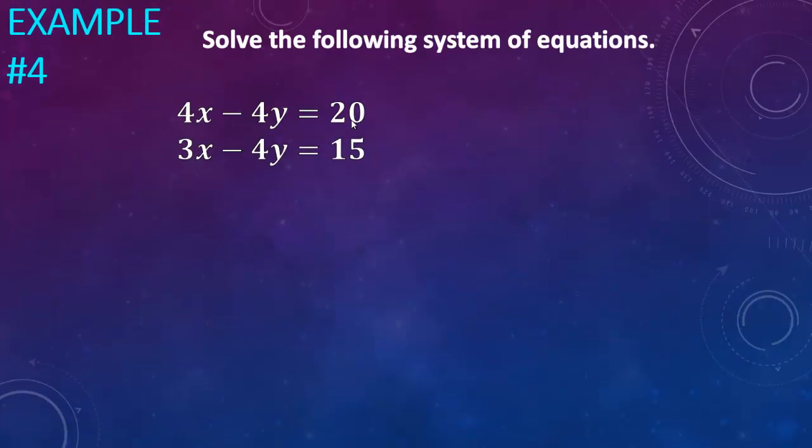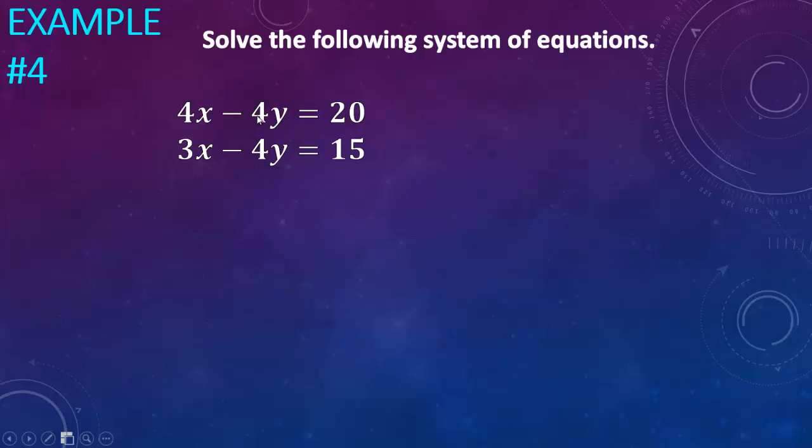All right, yet another example. So we have, again, a system of equations, 2 equations. 4x minus 4y equals 20, and 3x minus 4y equals 15. Now you might say, oh, well, I can just put them together, that one's easy. However, you have a -4y on top and a -4y on the bottom. So if you added them together right now, it would be -8y.